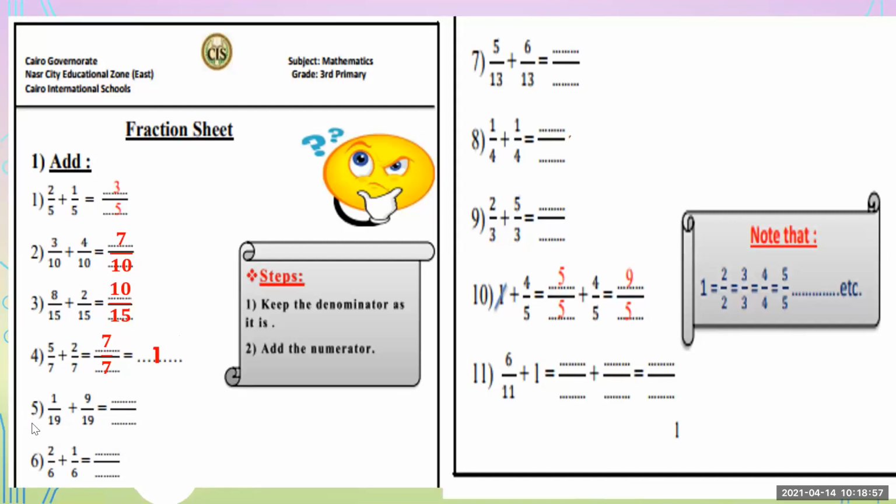Okay, Osama. 1 over 19 plus 9 over 19. The denominator is 19. Yes, and the numerator: 1 plus 9 equals 10. 10 over 19. Excellent, my dear. So it will be 10 over 19. Thank you, my dear. Goodbye.